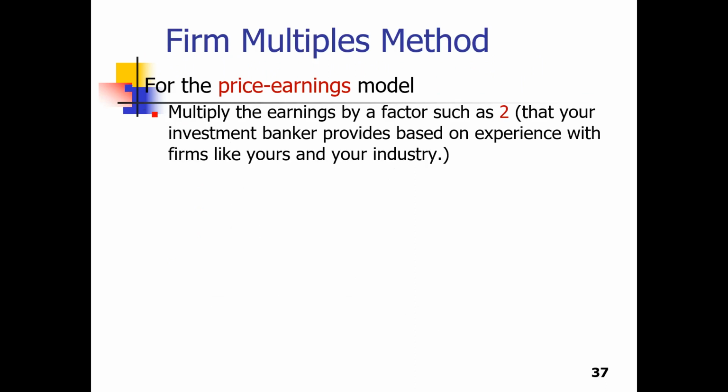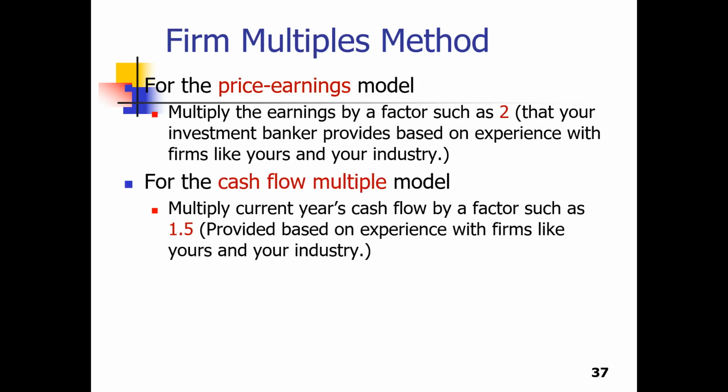Firm multiple method. For the price earning model, multiply the earning by a factor such as 2 that your investment banker provides based on experience with firms like yours and your industry. And of course, you get these ratios from Bloomberg terminals too. For the cash flow multiple, multiply current year's cash flow by a factor such as 1.5.